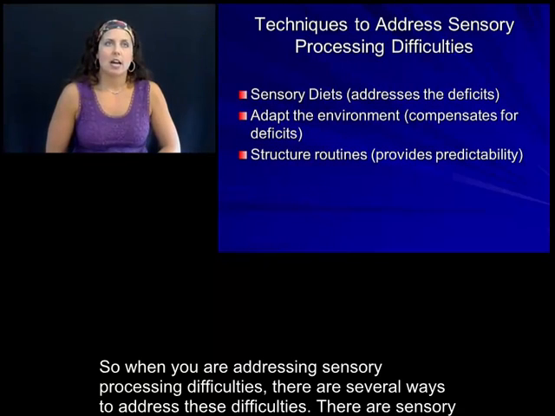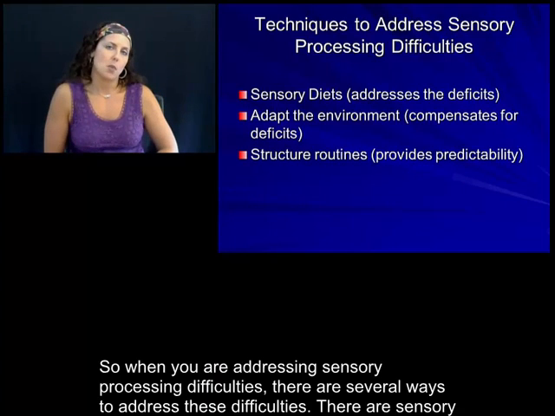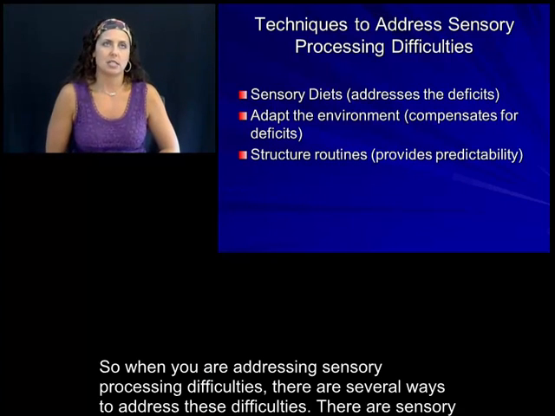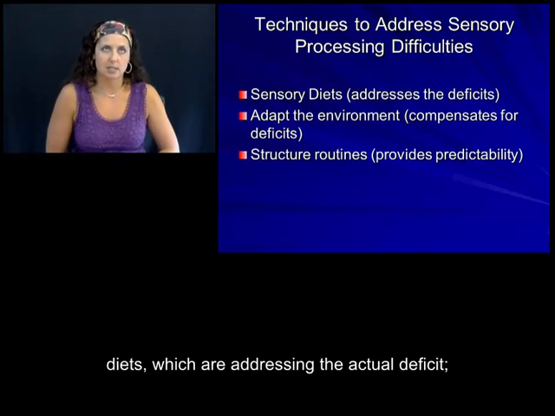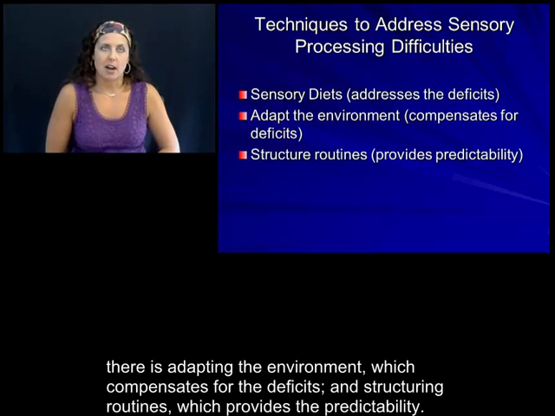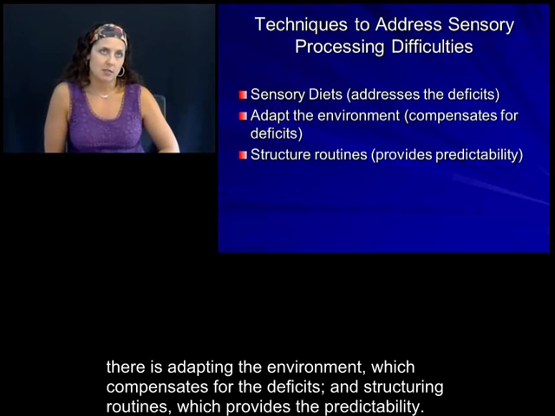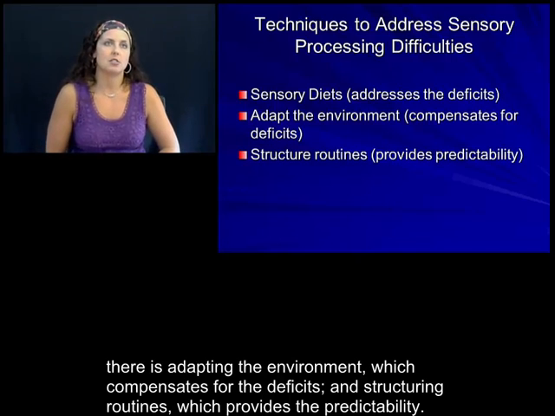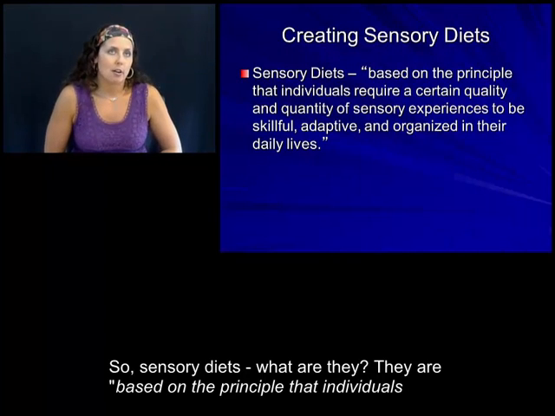When you are addressing sensory processing difficulties, there are several ways to address these difficulties. There are sensory diets, which are addressing the actual deficit. There is adapting the environment, which compensates for the deficits, and structuring routines, which provides the predictability. So, sensory diets, what are they?